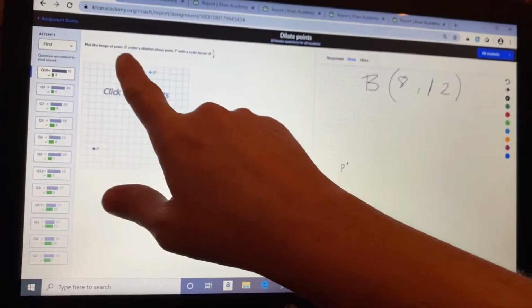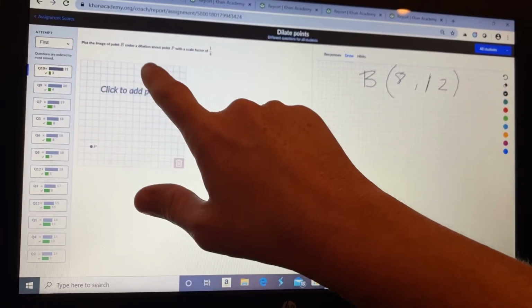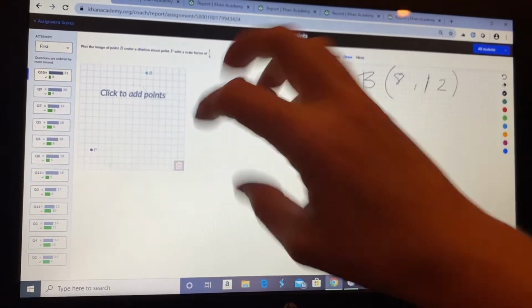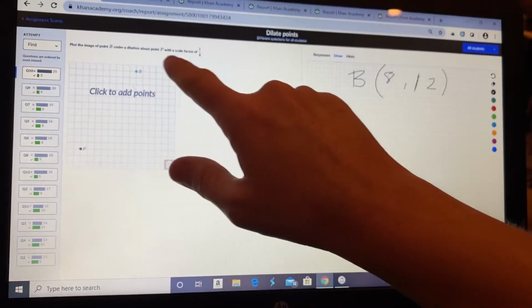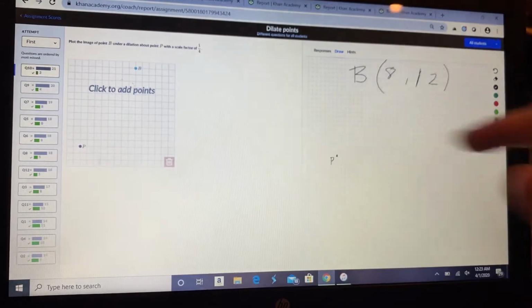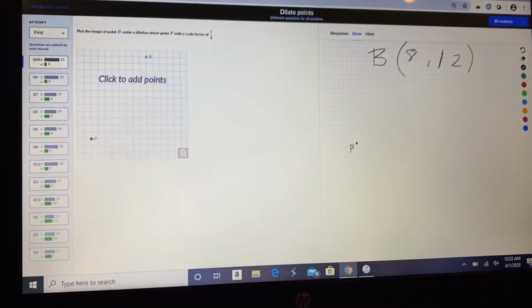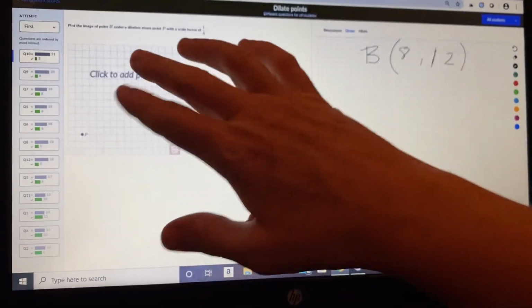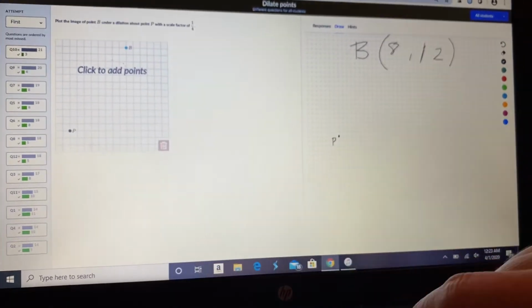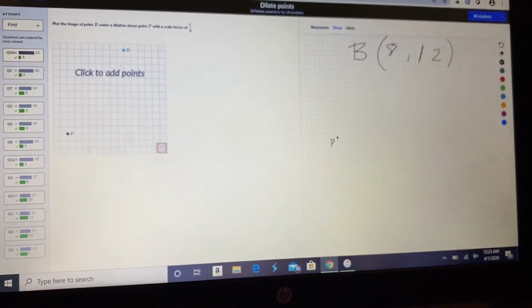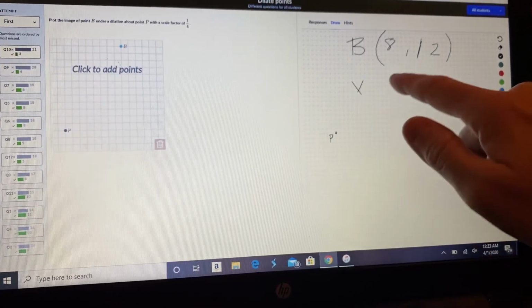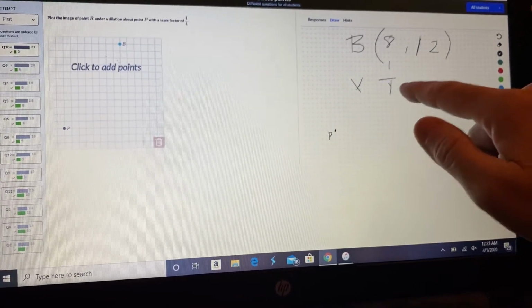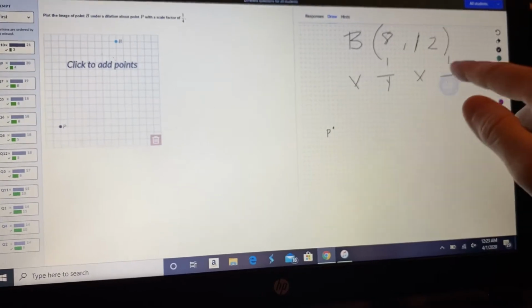But if you're going to plot the image of point B, so B is the point that we're moving, under a dilation, which means we're going to expand it or shrink it, about point P, with a scale factor of 1/4. First of all, if you have a scale factor less than 1, you're going to make this smaller. So in other words, we're going to take B and move it closer to P. We're going to move it actually 4 times closer to point P. And the way I do that is I'm going to multiply all of these coordinates by 1/4.